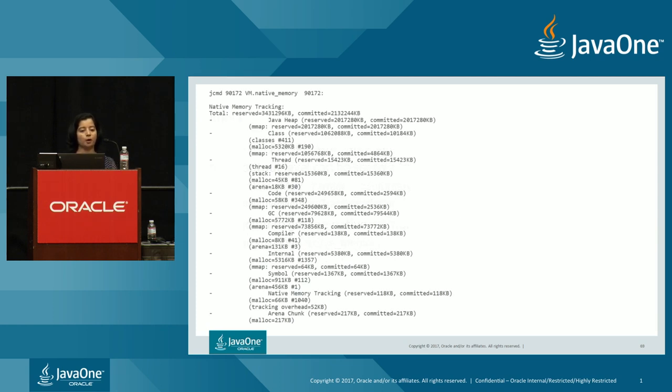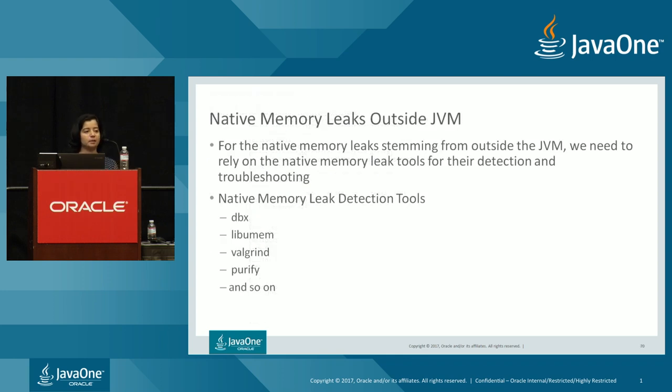This is how the output from VM.native_memory looks. This shows the memory used internally by the JVM, by different components of the JVM: Java heap, threads, compiler, GC. So this gives us a clue which part of the JVM is consuming more memory or is growing in usage of memory. We can collect a baseline output using NMT, and that baseline can be compared against outputs collected at different stages of application run to see which parts are growing in memory usage. For native memory leaks outside the JVM, we need to use native memory leak detection tools. For example, we can use DBX, libumem, valgrind, purify, and so on.